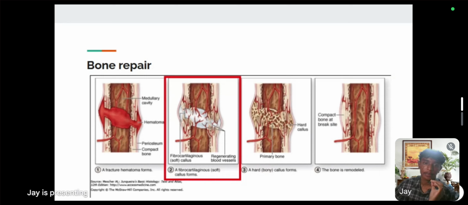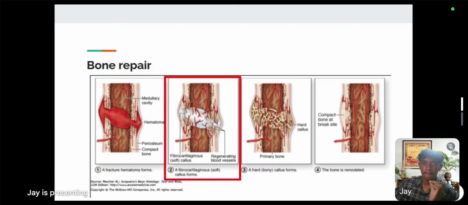fibroblasts. And then in the third picture, you can see in the next few weeks, the fibrocartilage is gradually replaced by trabeculae of primary bone, forming a hard callus throughout the original area of fracture. The primary bone is then remodeled as compact and cancellous bone in continuity with the adjacent uninjured areas.